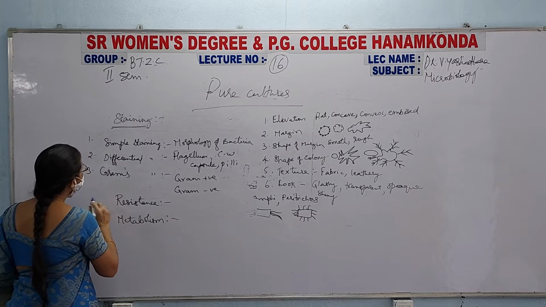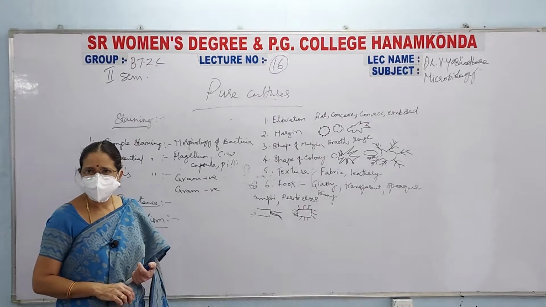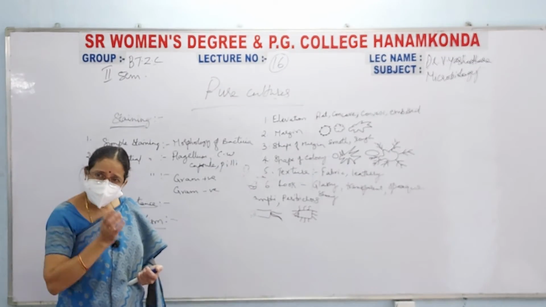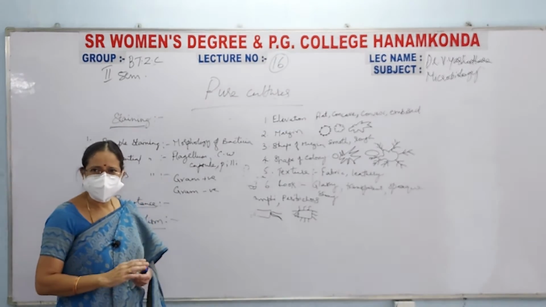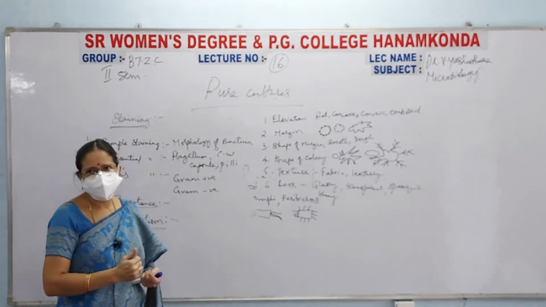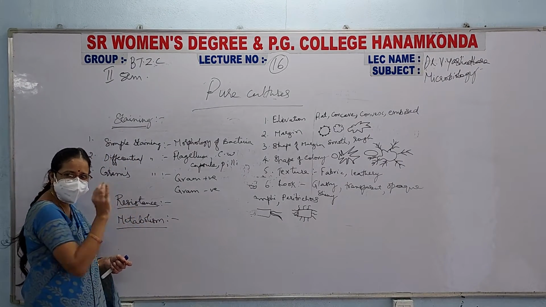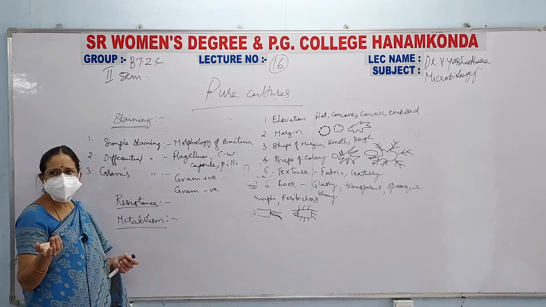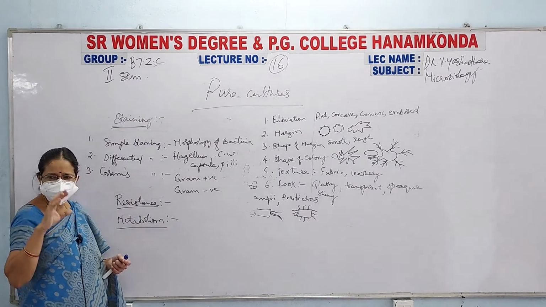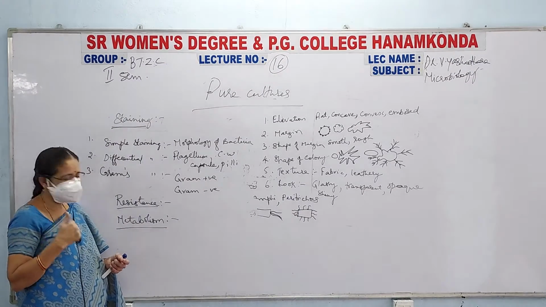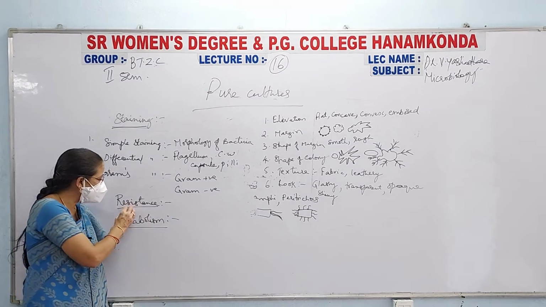Coming to resistance and metabolism. Resistance means whether the bacterium is resistant to high heat or very low temperatures, that is, very hot or very cold climates. Whether the bacterium can be resistant to them can be identified.